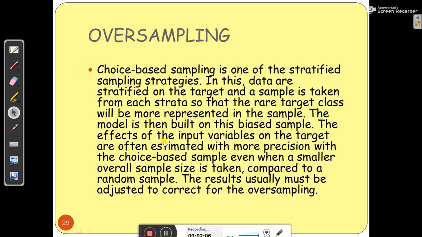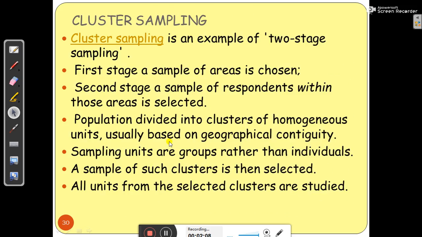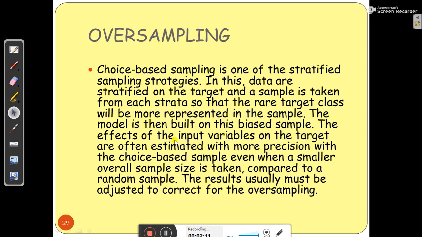Oversampling. Choice based sampling is one of the stratified sampling strategies. If you go for choice based sampling, that also belongs to a stratified sample strategy. In this, data are stratified on the target, and a sample is taken from each strata.